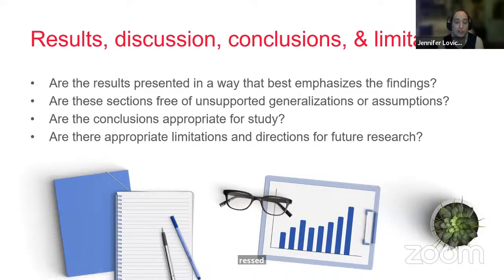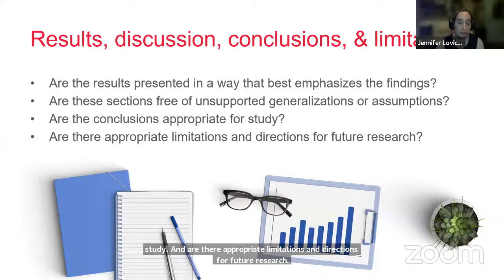A lot of the questions raised in analyzing the materials and methods section flow over into the results, discussion, and conclusion sections. Common questions to think about include: are the results presented in a way that best emphasizes the findings? Are these sections free of unsupported generalizations or assumptions? Are the conclusions appropriate for the study? And are there appropriate limitations and directions for future research? A lot of these questions are really good to be thinking about as you write a paper, because they are also very common questions that editors and reviewers might ask during peer review.